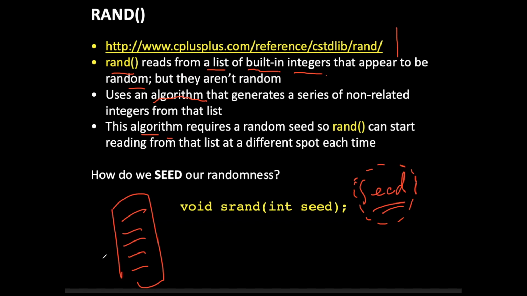We won't get into the specific algorithms in use. You can typically look them up; there is a lot of open source code that illustrates these algorithms, but that is beyond the scope of our discussion here. Question: how do we seed our randomness? We have to make use of srand, which is the seed randomizer, with an initial seed value. The question is, what should this value be? To answer that, let's move on to the next slide.